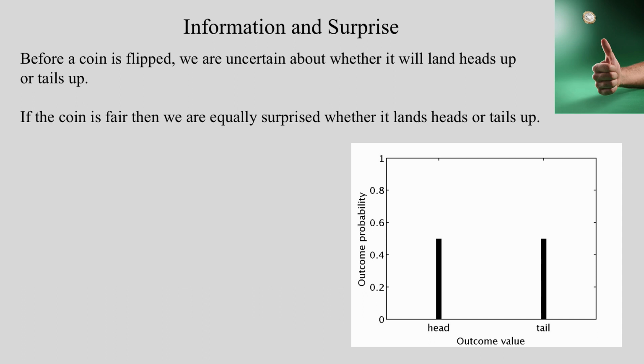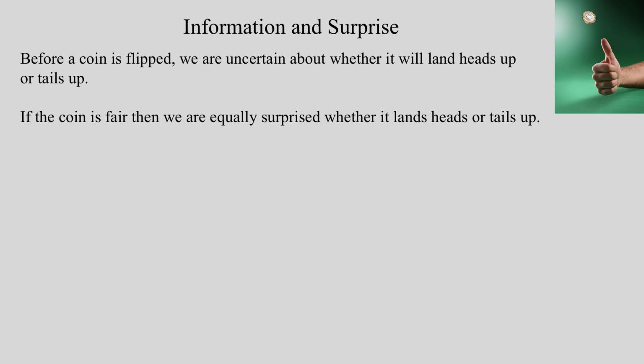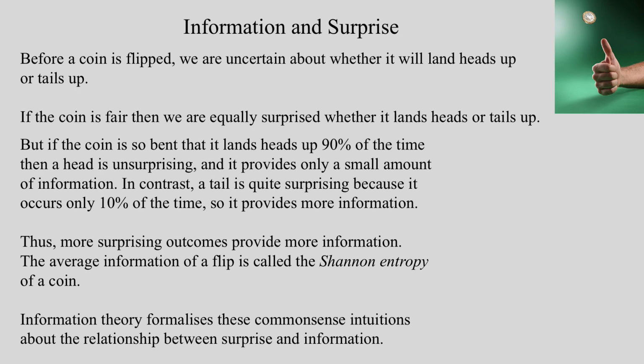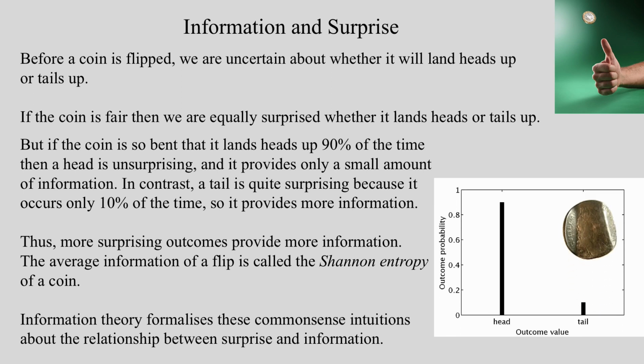Before a coin is flipped, we are uncertain about whether it will land heads up or tails up. If the coin is fair, then we are equally surprised whether it lands heads up or tails up. But if the coin is so bent that it lands heads up 90% of the time, then a head is unsurprising and it provides only a small amount of information. In contrast, a tail is quite surprising because it occurs only 10% of the time, so it provides more information. Thus, more surprising outcomes provide more information.